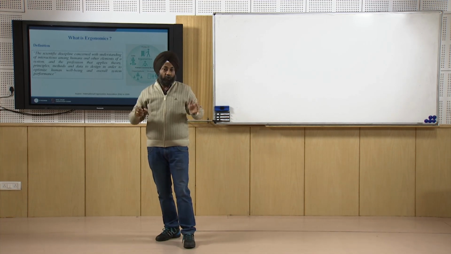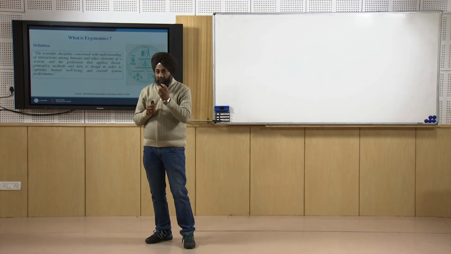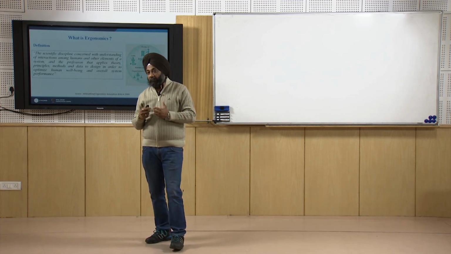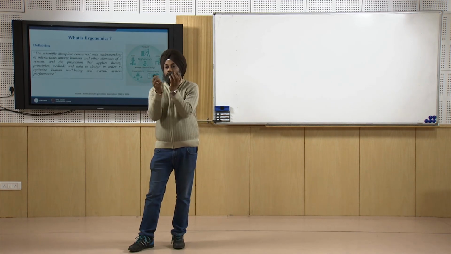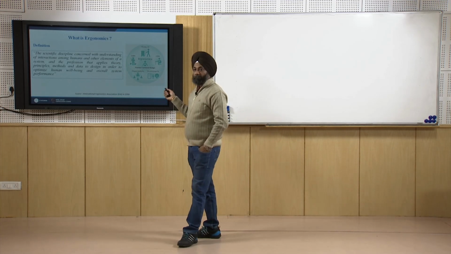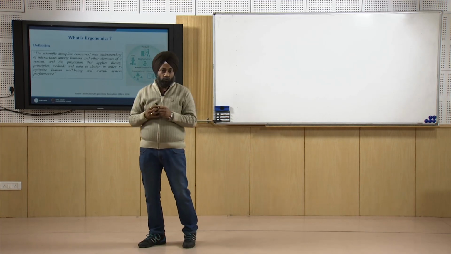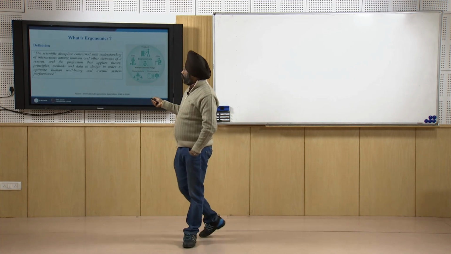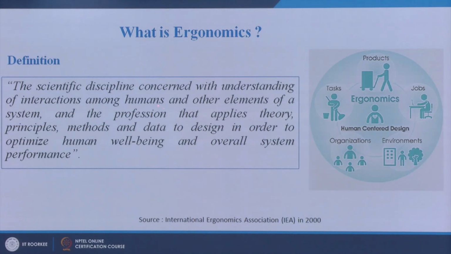For example, in this recording studio, I am a human being and my interaction with the whole system can be one concept of ergonomics. Like I am standing here, I am delivering a lecture, whether I am comfortable, how I will feel after speaking for maybe half an hour, all that means my interaction with the whole system. I am interacting with this board also, I am interacting with the pointer also, I am interacting with the cameras also. So it is the human interaction with the system. That is, scientifically we have to understand that the scientific discipline concerned with understanding of interactions among humans and the other elements of the system. I have given the example.